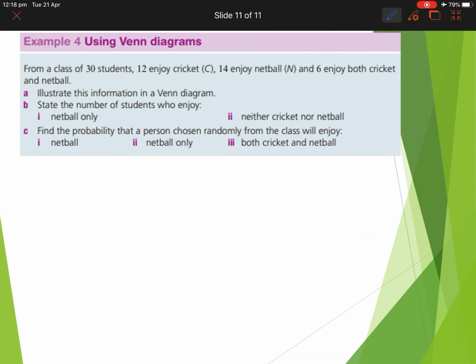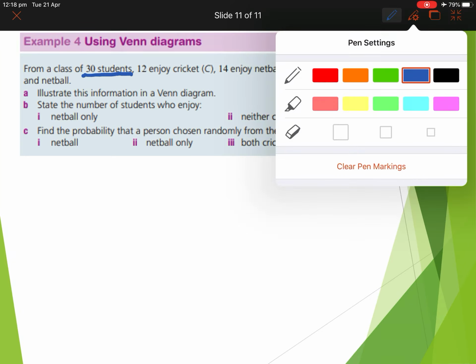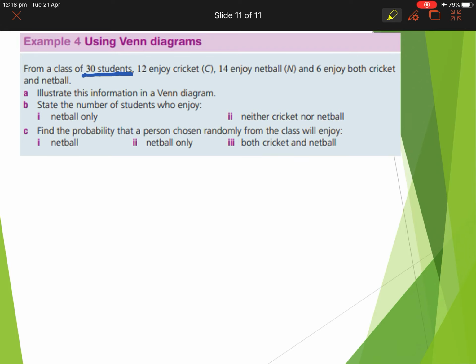Okay, so one more example. This is an actual application that we can use. We've got a class of 30 students. It's important to highlight or underline important information. We've got 12 that enjoy cricket, and 14 that enjoy netball, and 16 that enjoy both cricket and netball. So that is the important information.